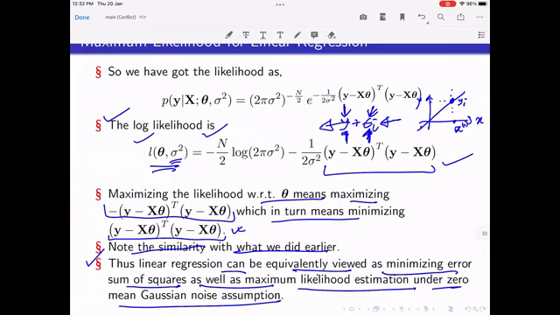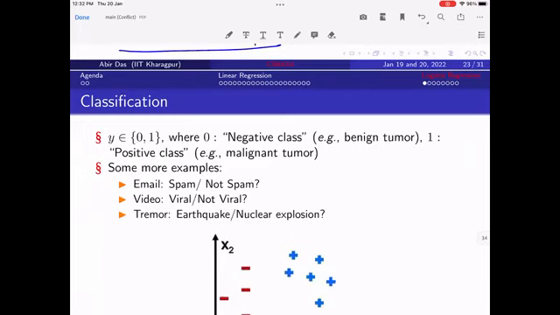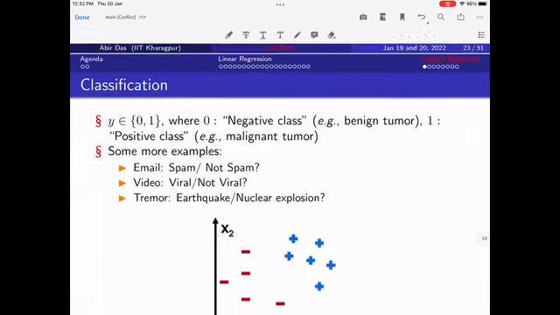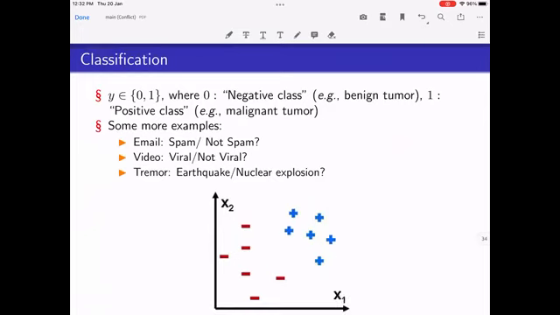Okay, let me quickly go to logistic classification or regression, that is the classification part. I'm pretty sure that this has been covered in any machine learning course, so I will be a little quick here.